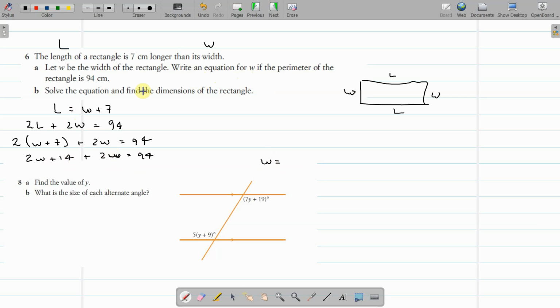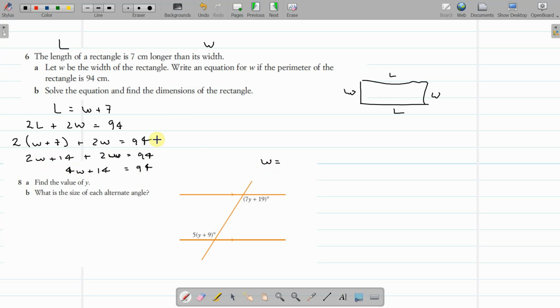Find an equation for w. Okay, and then that's part A. So once we know what the width is, find an equation for w. Well, that means just simplifying this. Let's do that. 2w plus 2w is 4w plus 14 equals 94. That's the answer to part A.